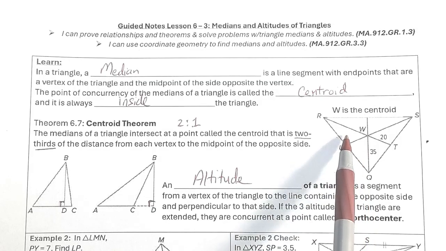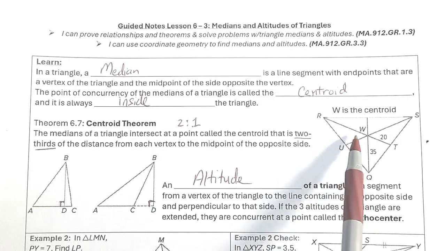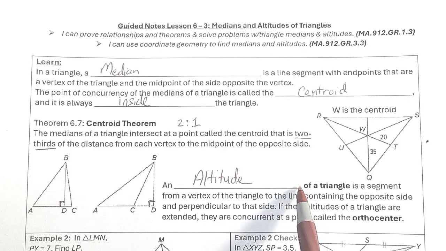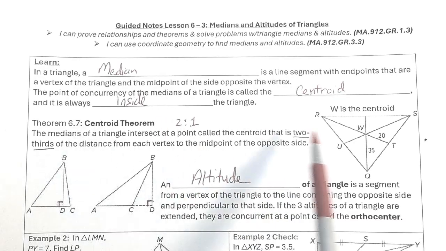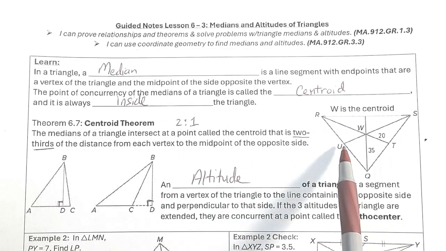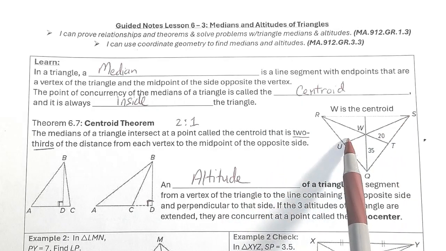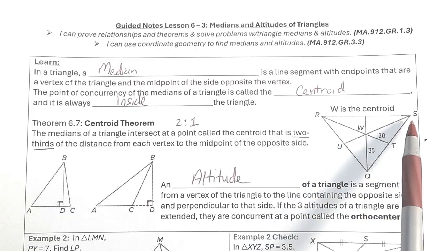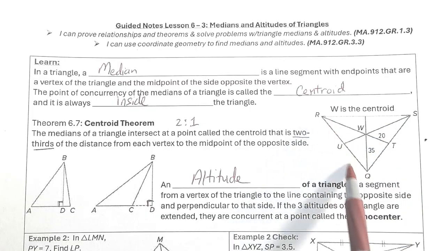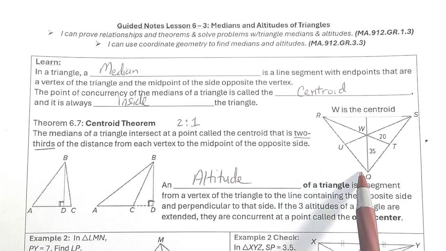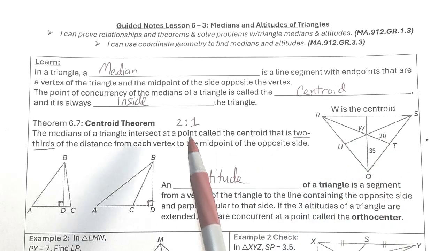The point of concurrency of the medians of the triangle is called the centroid. That's point W here in our example. And it's always inside the triangle. Not really sure why we needed to say that, but yeah, so vertex to bisect this segment here to here, same thing there.